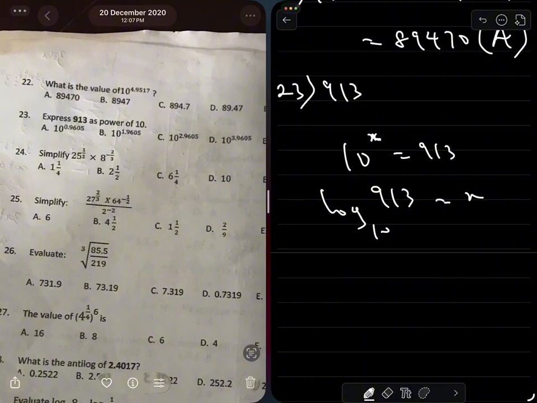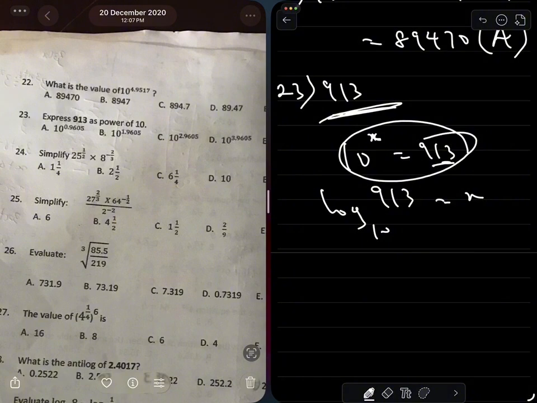They said express 913 as the power of 10. This is just evaluation using logarithm tables. So you say let that power of 10 be 10 raised to power x. If 10 raised to power x equals 913, then in logarithmic form, log 913 base 10 equals x. So x is the logarithm of 913. Exactly. We now find that.